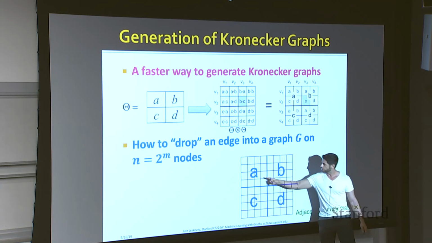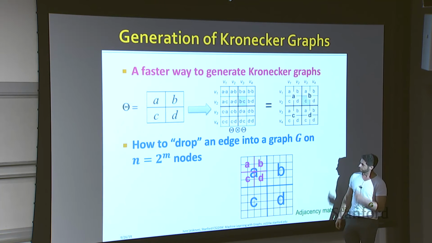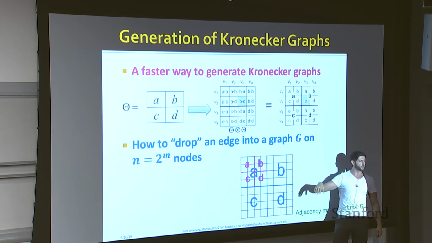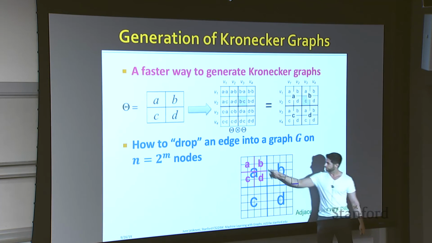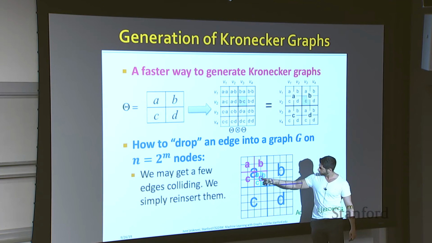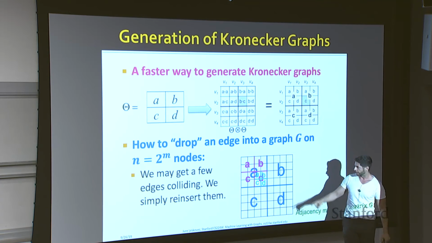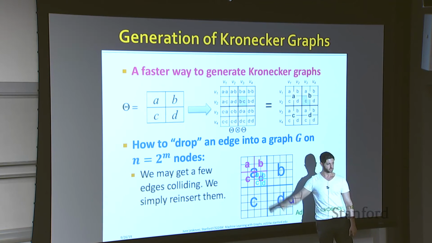So what we do is, okay, we flip a coin for each quadrant, and then this coin will tell us the edge is going to drop in quadrant A. And now recursively, we do this operation once again, okay? So we flip a coin here, and boom, we end up in this sub-quadrant D, and we do it one last time, and we are right at the end, and now we can actually insert an edge in that graph.